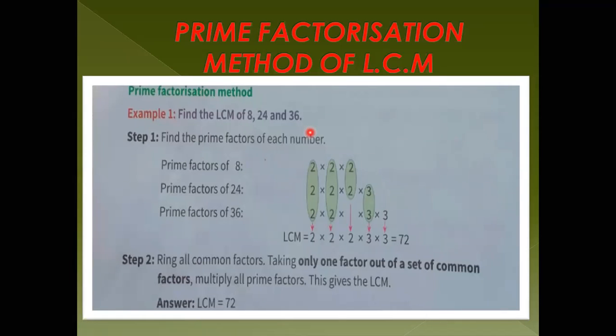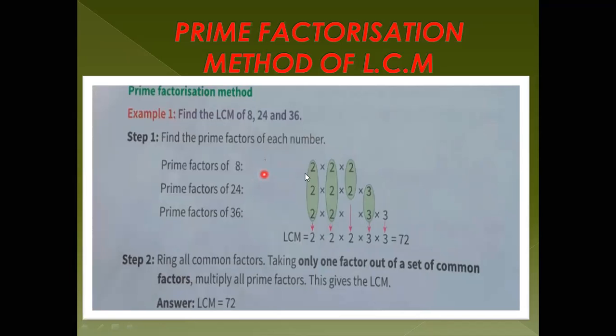Here also we will do it in two ways: first, finding the common factors, and then the division method. First let us see the prime factorization method. Find the LCM of 8, 24 and 36. Here are three numbers. First you have to find the prime factors of each number: first for 8, next 24 and then 36.